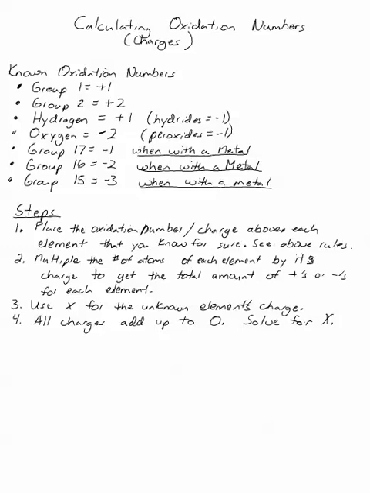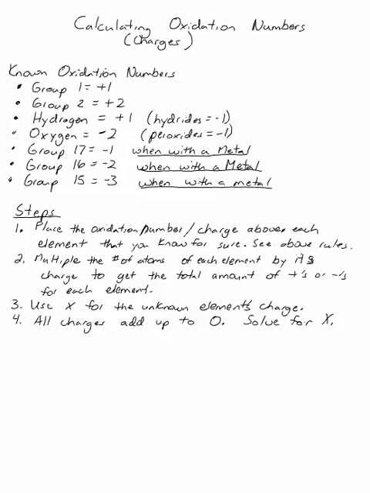Now, if we have an unknown element, obviously we can't put in a charge for it, and so we have to put X. We use the X just as a variable. It doesn't matter what variable you use, but we're just going to use the variable X. All charges, again, must add up to 0, and we're going to solve for X. Now, that probably doesn't make a whole lot of sense at the moment, so let's go ahead and go through this, okay? I'm going to just do some examples here.